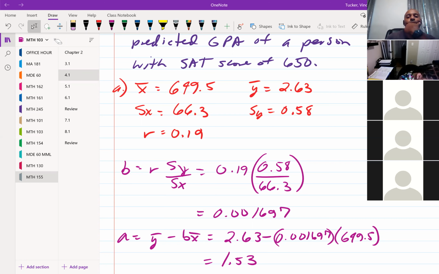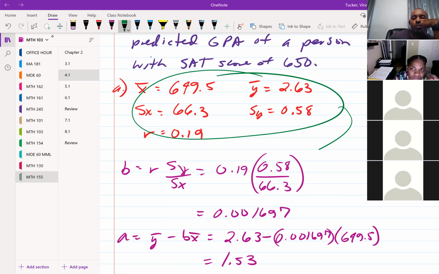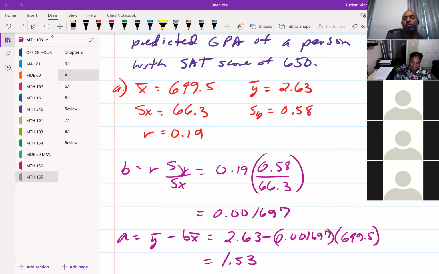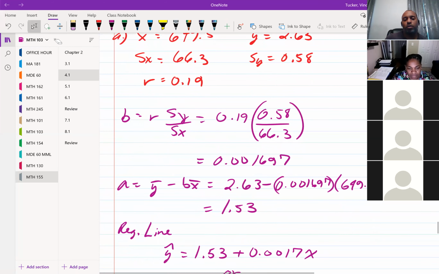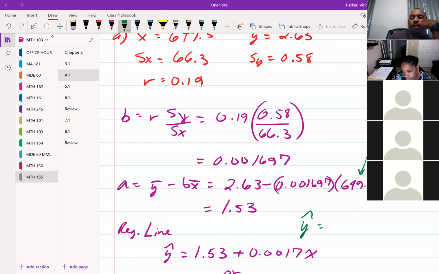All right. Any problems with what we've done up to this point? Make sure we're okay. Once again, they gave us the values and all we did was plug them into the formulas. So this will be our regression line. Is that 649 or 699? 649.5.